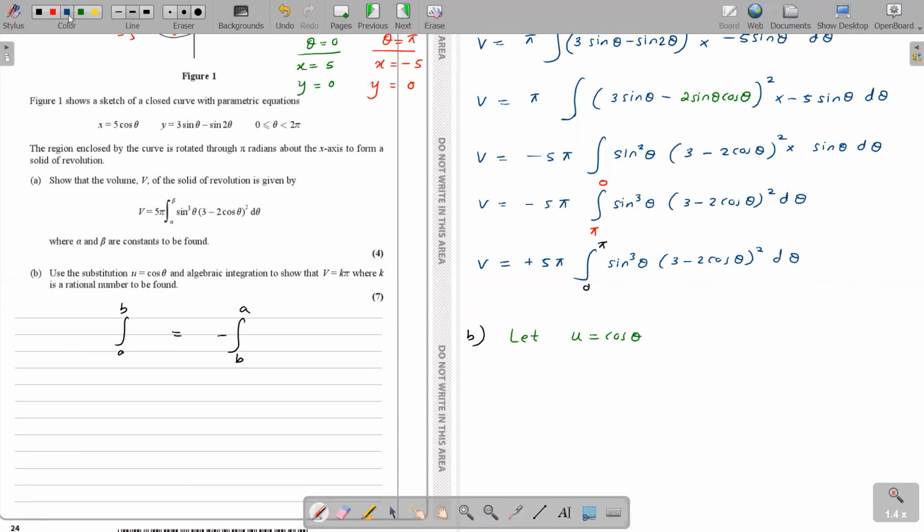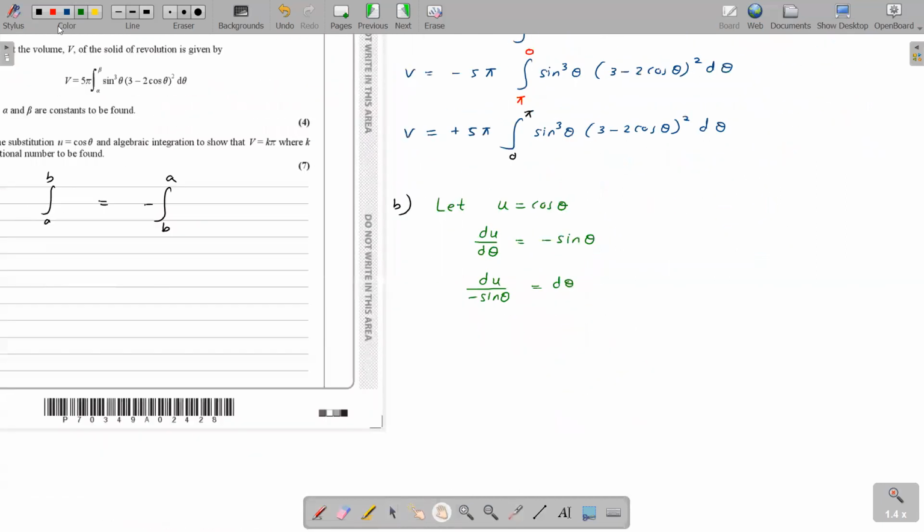So that's the first thing we do: when they give us a substitution, we differentiate the given substitution. So du over d theta, cos differentiation is minus sine theta. Can you all make d theta the subject here? So du over minus sine theta equals d theta. Do you agree with my working? I take the d theta to the other side as a multiplication. Minus sine theta comes as a division.